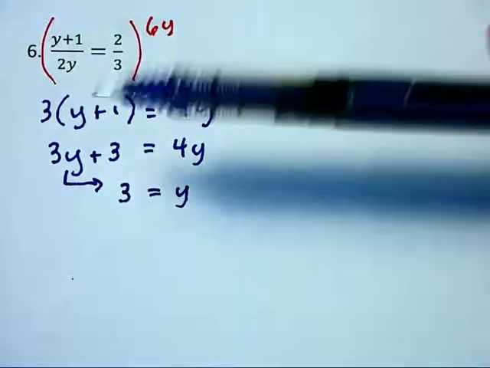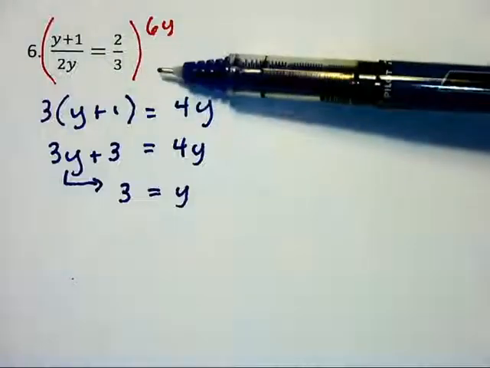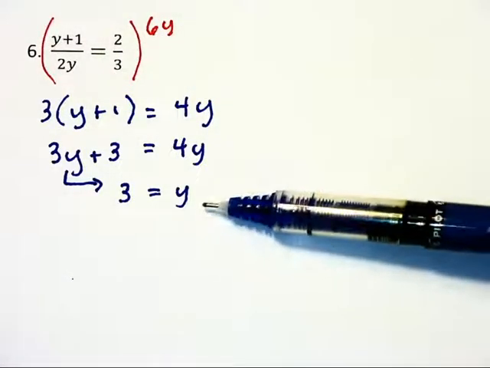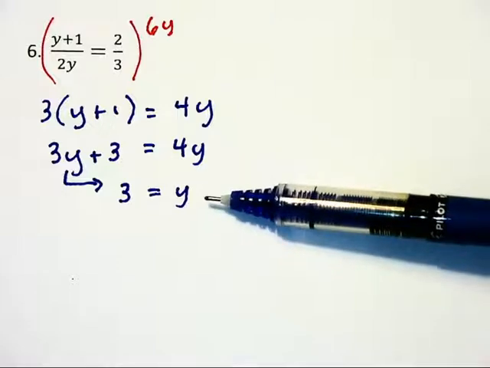We take a quick look and verify that 3 will not substitute back in and give us a 0 in the denominator. And for the moment, that looks like it's going to be the solution that works.